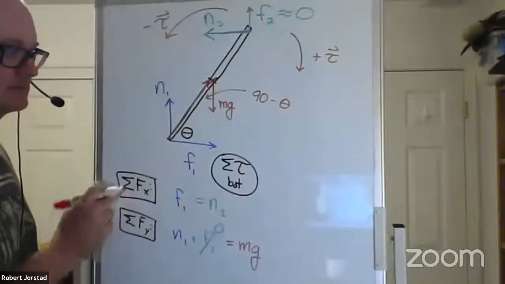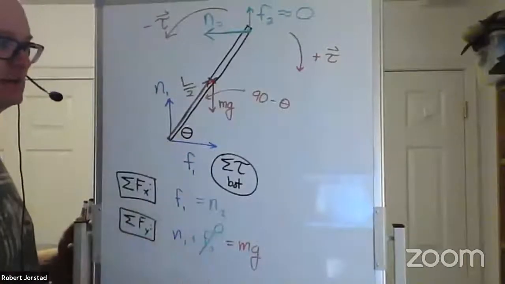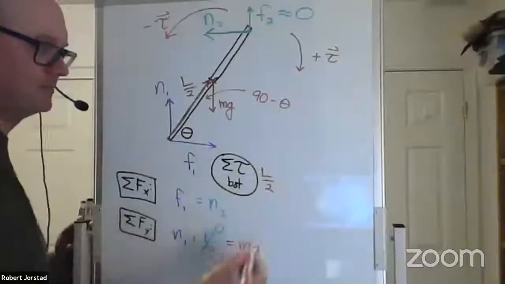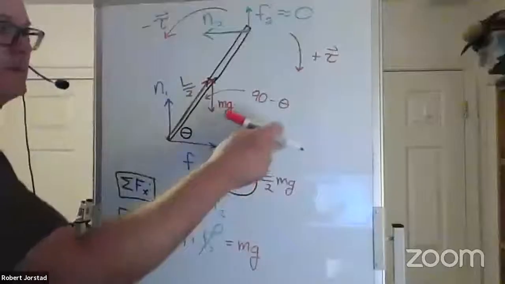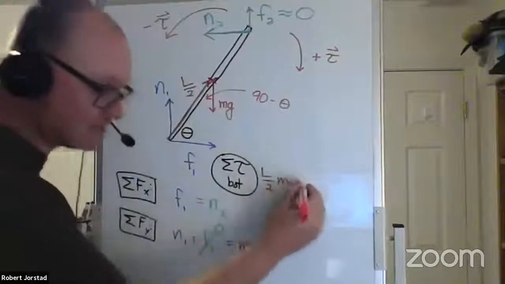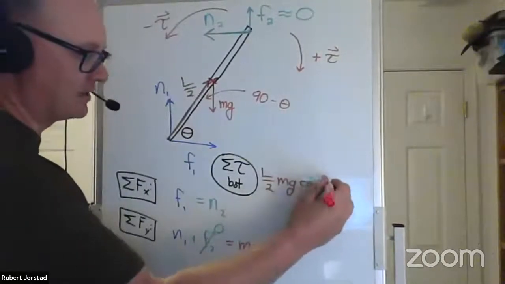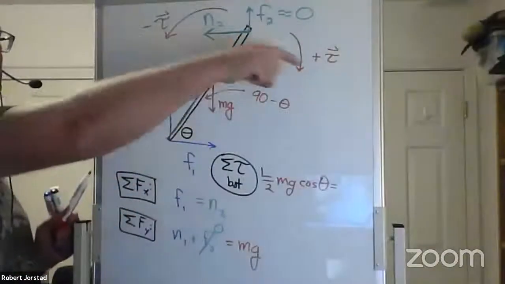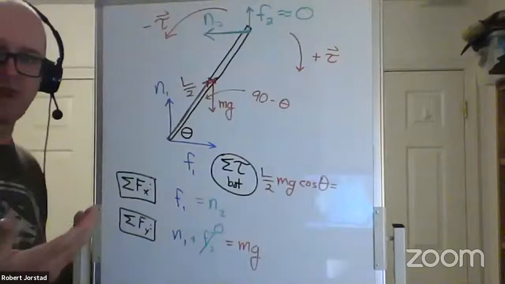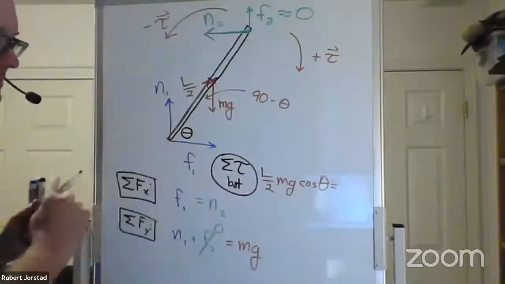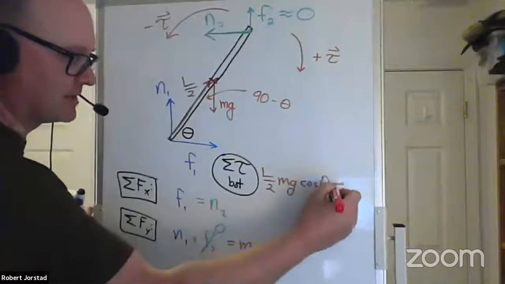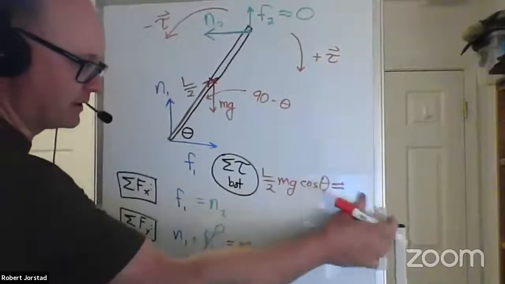What's that distance, Jess? L over 2. Yeah. So what's the torque due to mg? L over 2 mg cosine theta. RF sine of 90 minus theta, which happens to equal cosine of theta. And positive because of the direction. Yeah, and it's positive because we chose to make this positive. Does it matter? No. What's the other torque? I'm going to run out of room here. So I'm going to say equals, and then what it equals, I'll put below here.